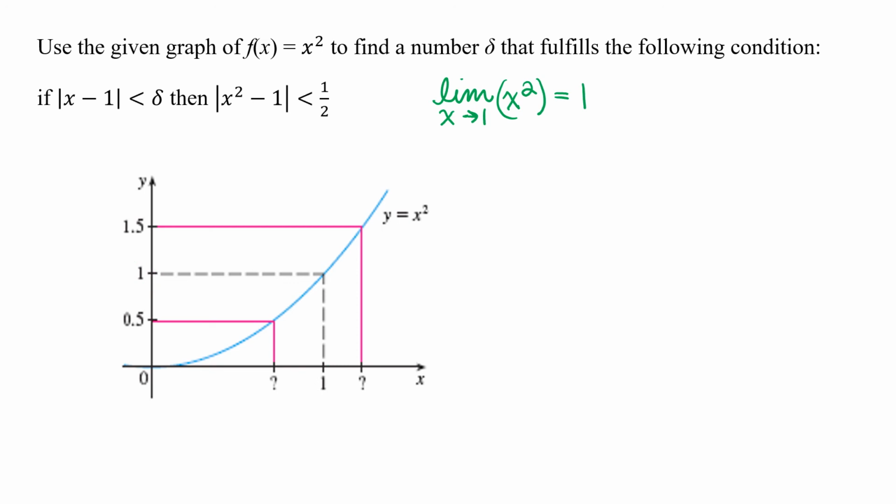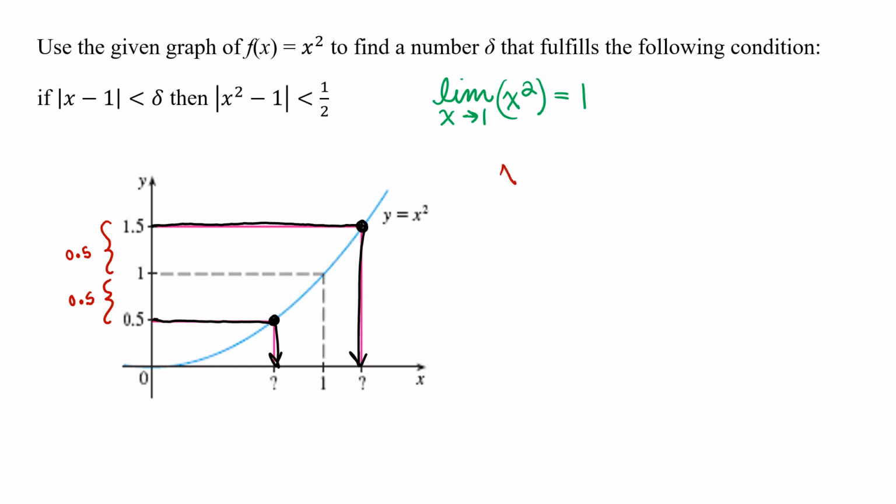And we're hoping that we trap this limit here within bounds, where we're falling within 1/2 of 1. So 0.5 is equal to 1/2. If our input is less than some number from 1, so we need to find these inputs. So when our output is 0.5, we need to figure out what our input is. And when our output is 1.5, we need to figure out what our input is.